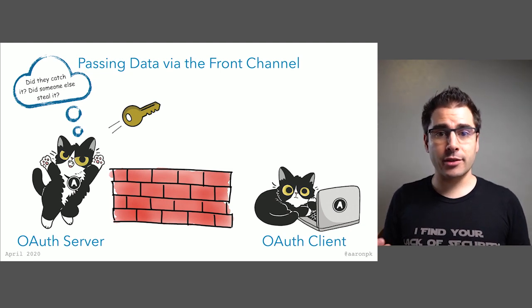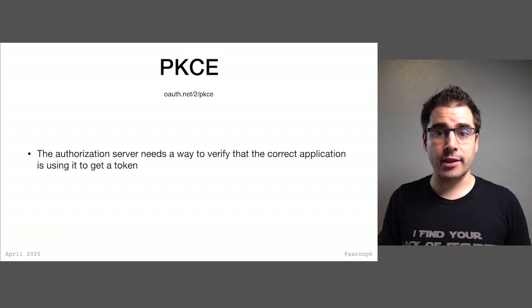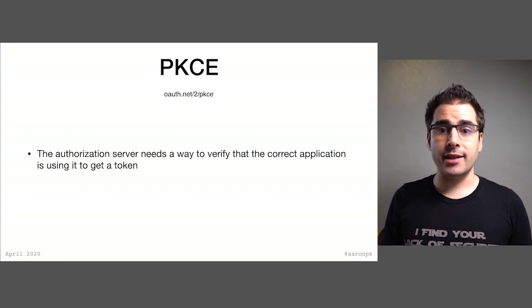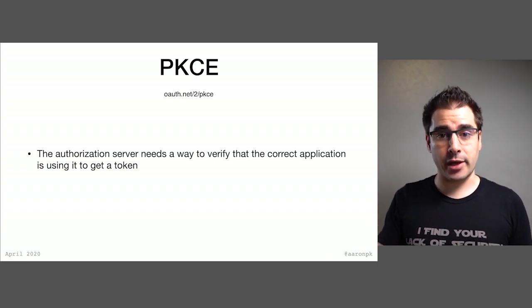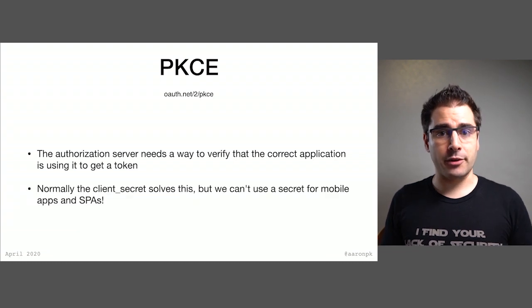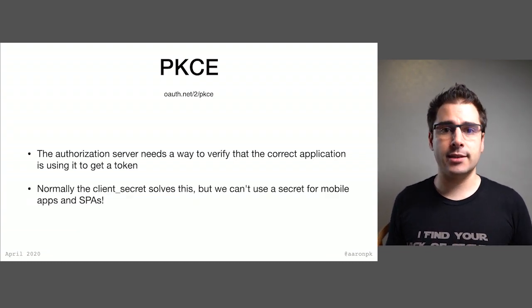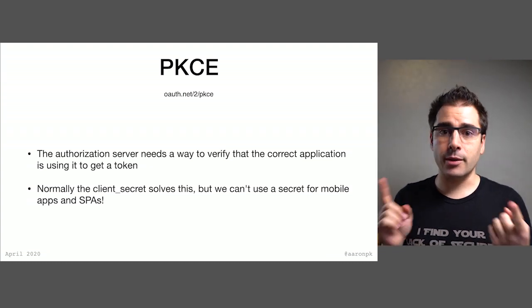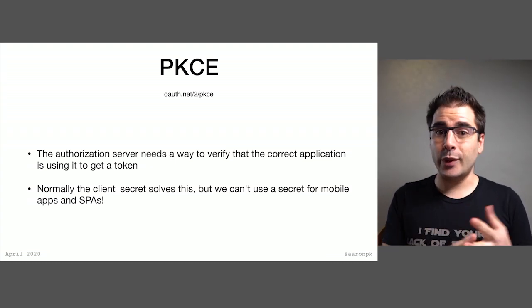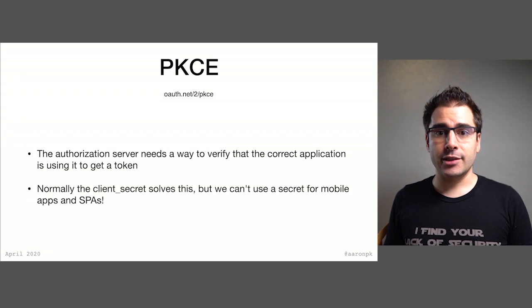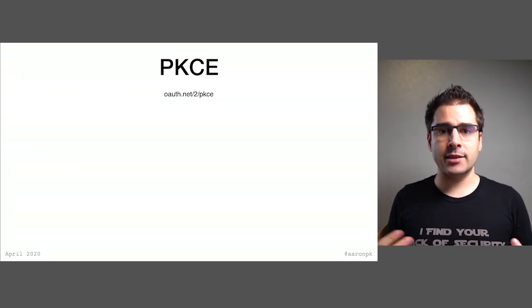Now, when the OAuth server goes and issues this access token, it would very much like to know that it is actually the right application that's bringing this code back. Normally, to solve that, we can use the client secret because only the real application has the client secret. The problem is for mobile apps and JavaScript apps, we can't use a client secret. So we don't have any way to protect that part of the flow. So PKCE comes in and solves this.